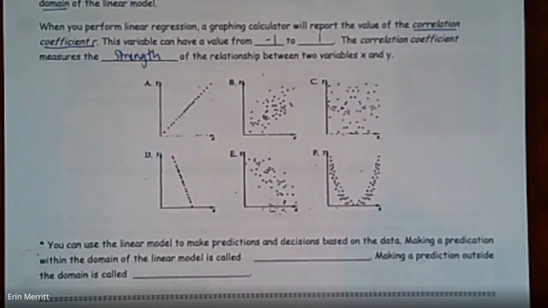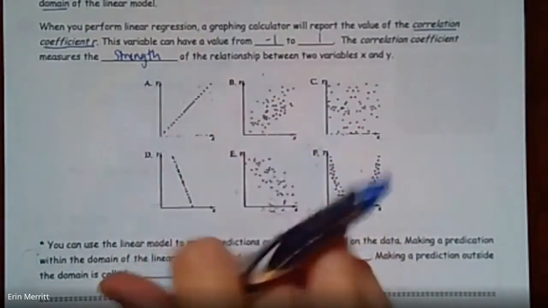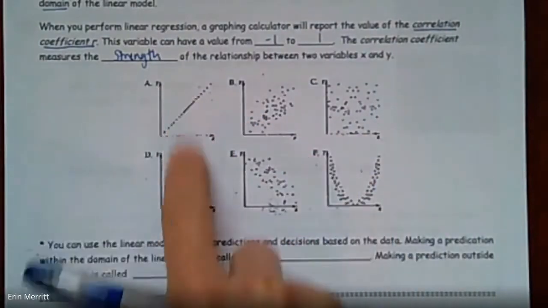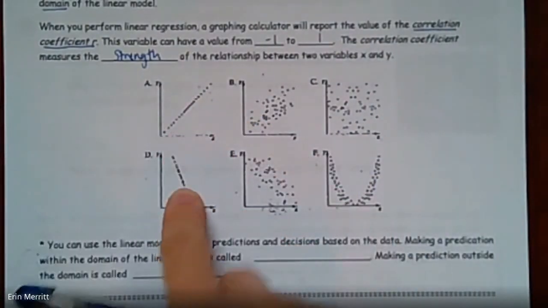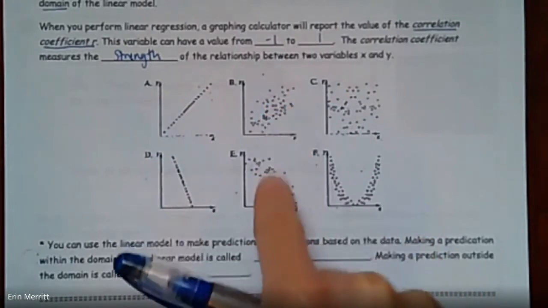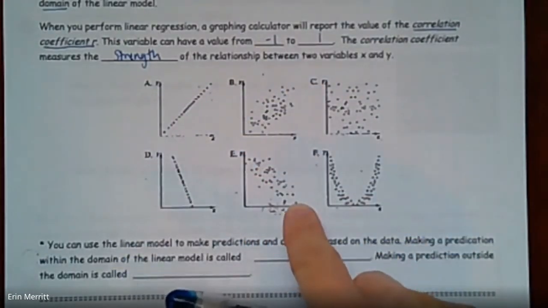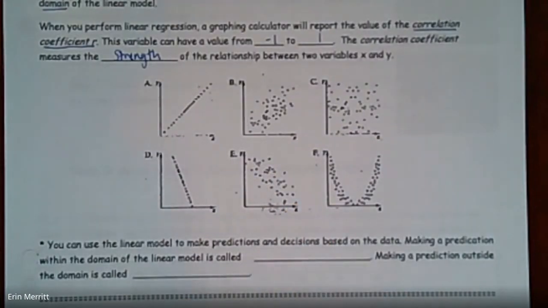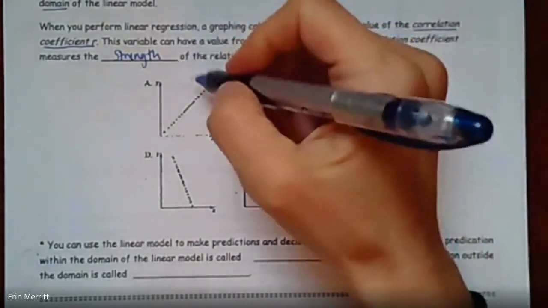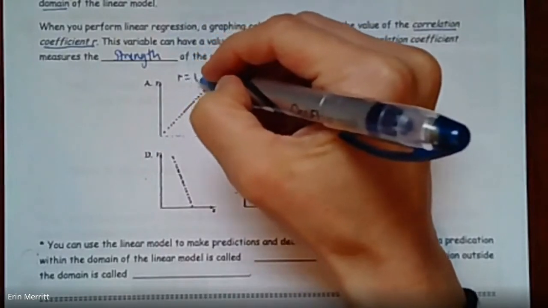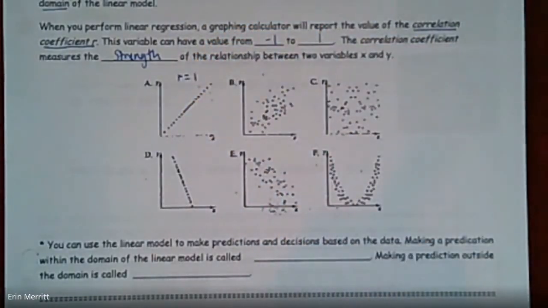If your relationship is linear, it should look something like either A and D, where it's a really strong correlation, or B and E, where you can still kind of see the pattern, but it's just not quite as perfect. So what would the R values look like for those ones? Well, if it's a perfect fit, R is going to come out as +1.